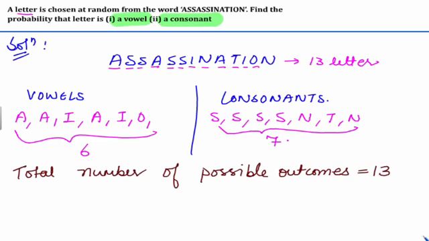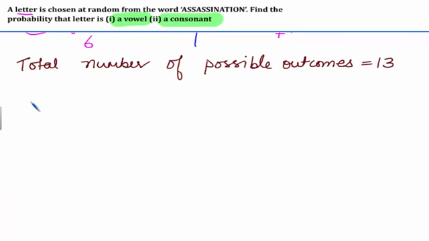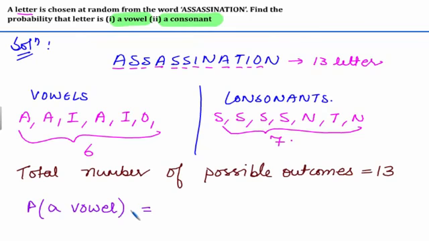Now let us find the probability of getting a vowel. Now this is equal to the total number of favorable outcomes that a vowel is chosen, that is 6, divided by the total number of possible outcomes, which are 13. Therefore, probability that a vowel is chosen is 6 upon 13.